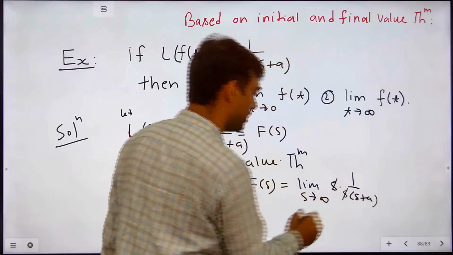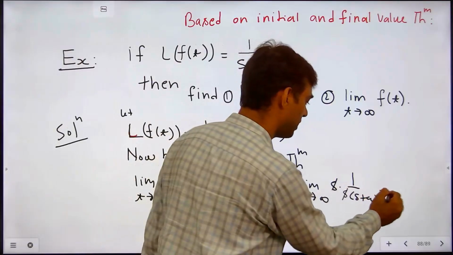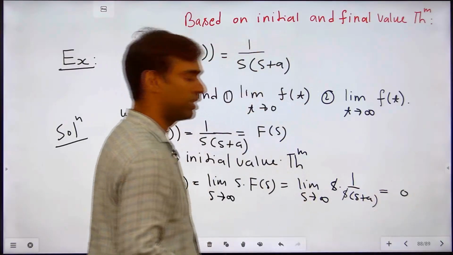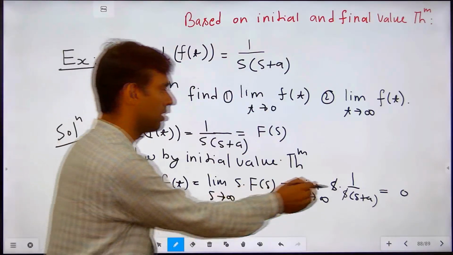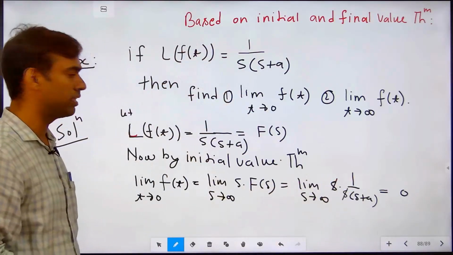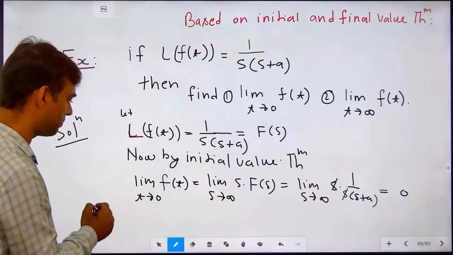So, s and s cancel out. What is the value of the limit? 1 upon infinity, so the value of the limit is 0. So, the value of the limit as t tends to 0 of f(t) is 0.